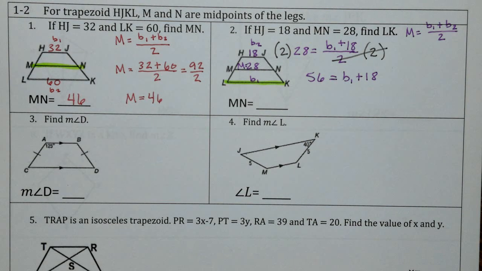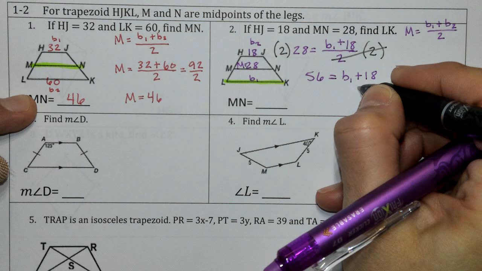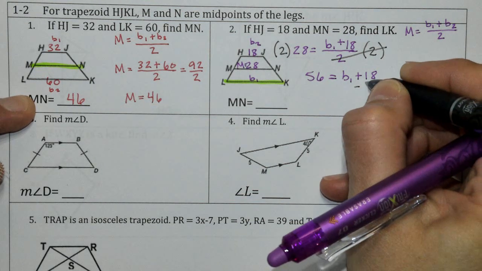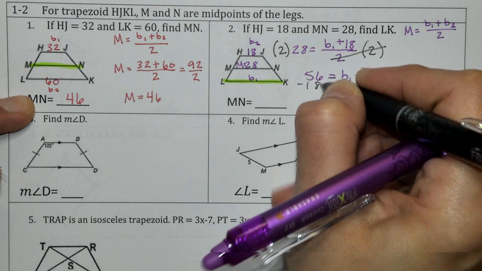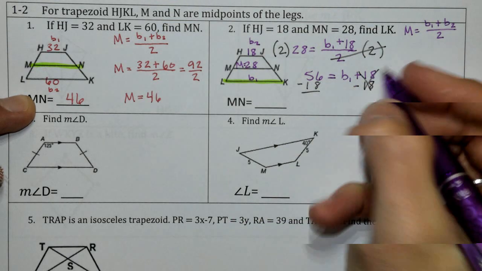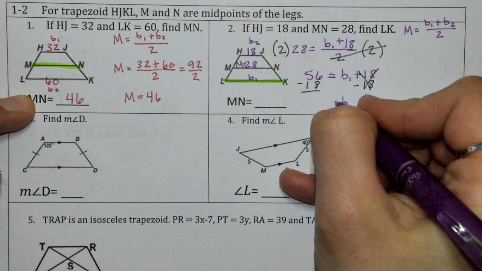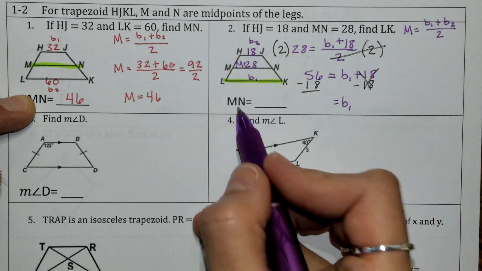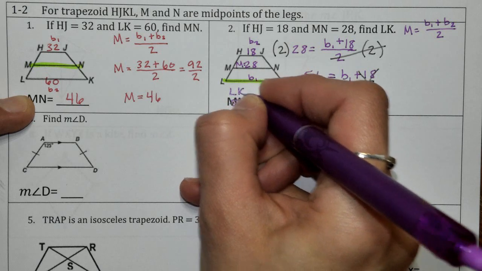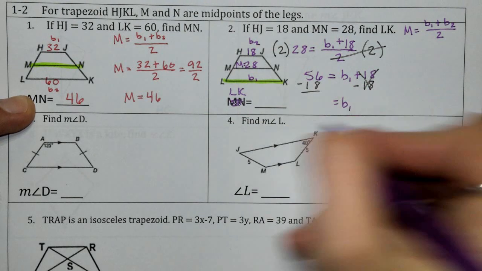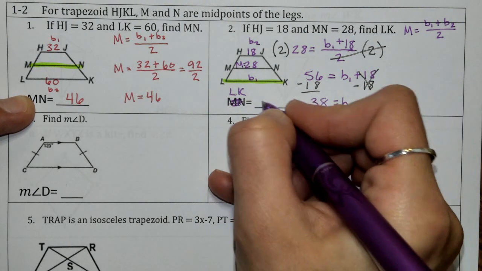Now all you have to do is subtract the 18. That's it. Working backwards, you multiply both sides by 2, and then subtract whatever is next to what we're looking for. So we subtract these out. We're going to find out that our base, this should say LK, just now noticing that, let's go ahead and change that, LK is going to be equal to 38.